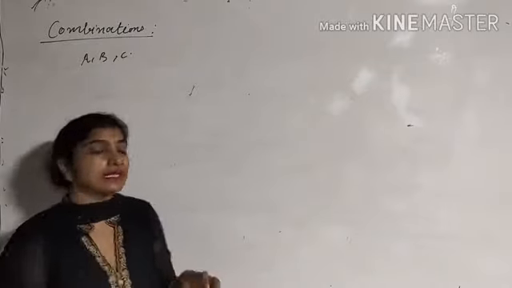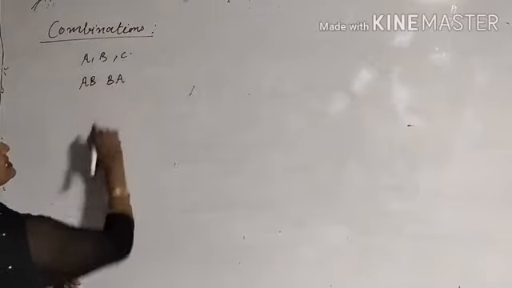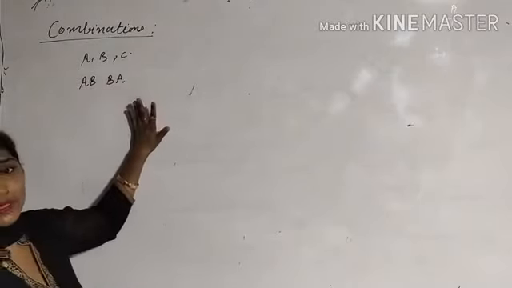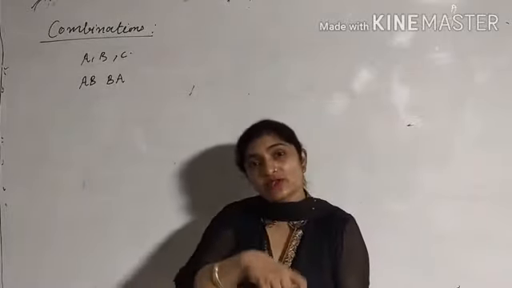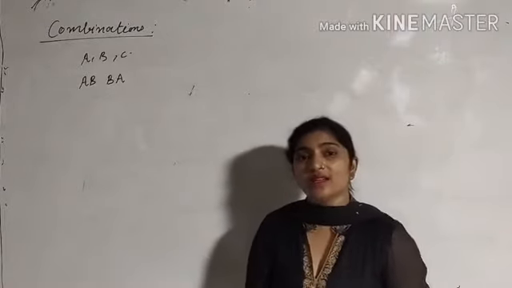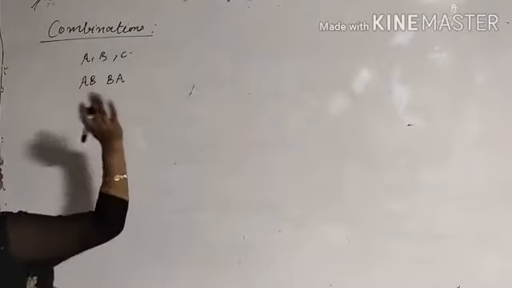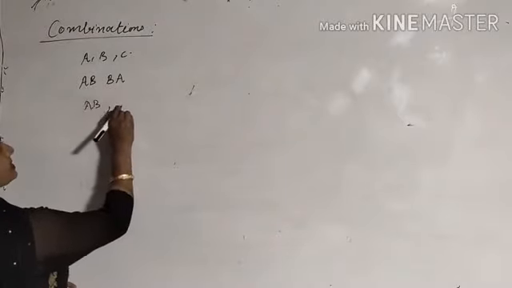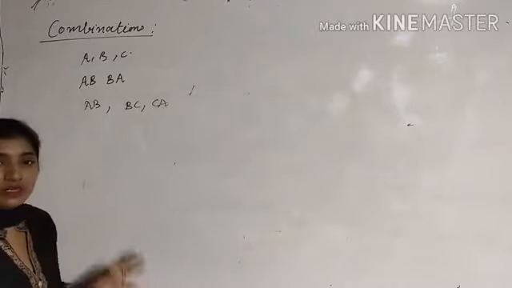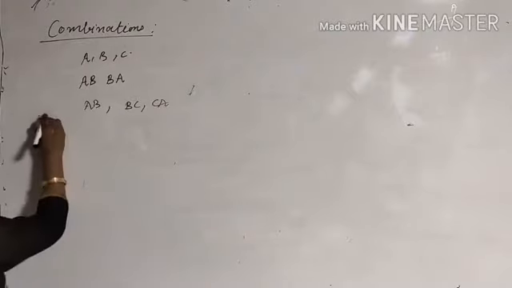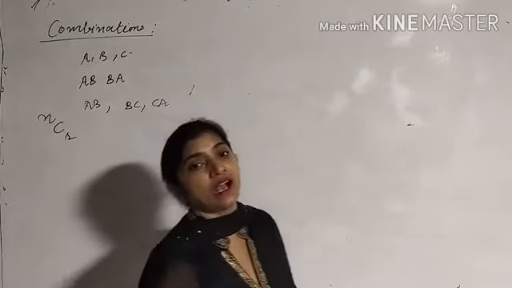make a group of 2, then the arrangement AB and BA. The order is immaterial. They make the same group. AB is the same as BA in case of combinations, because in that case you have to select two objects only, no matter which comes first and which comes second. So we have only three groups, one from A and B, second from B and C, and third from C and A. So the number of combinations of n objects taking R at a time is given by NCR.